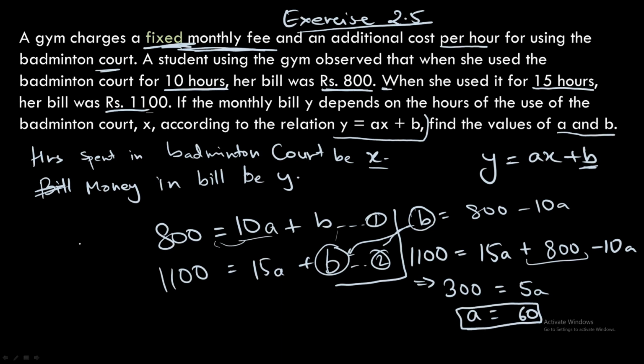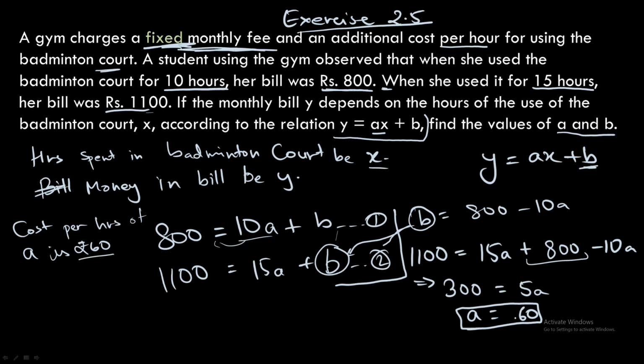So now we have successfully found a. So what was a? A was the rate for using the badminton court, the cost per hour. The cost per hour of the badminton court, a, is 60 rupees. So for every hour she spent in the badminton court, she spends 60 rupees.